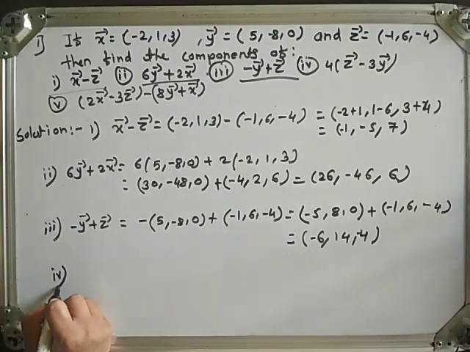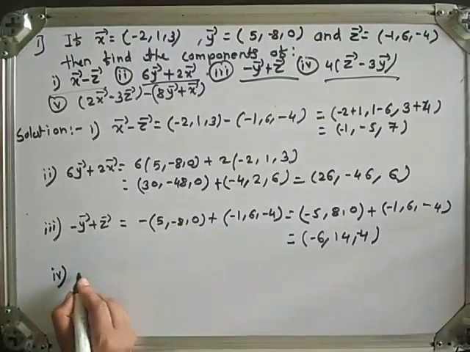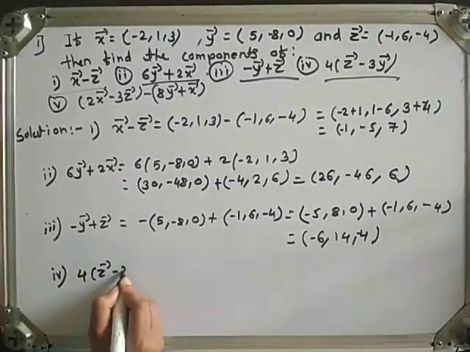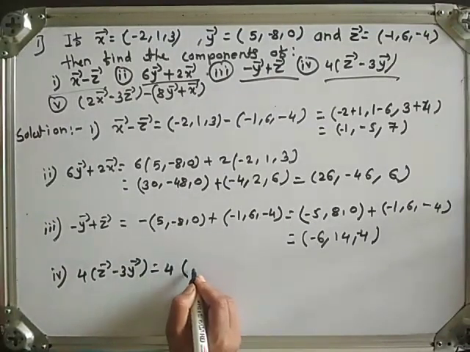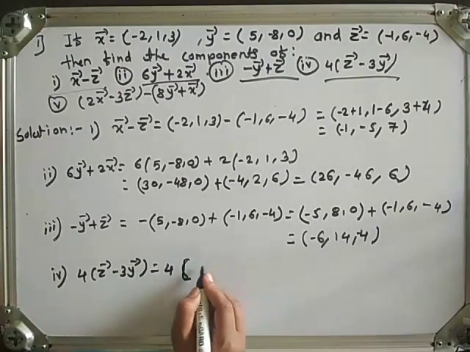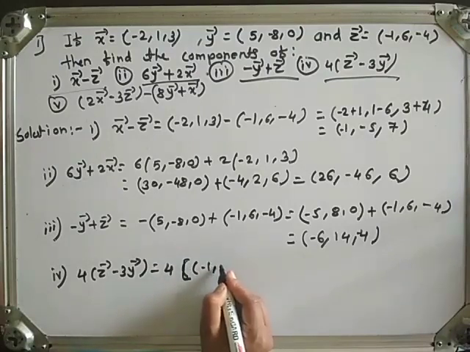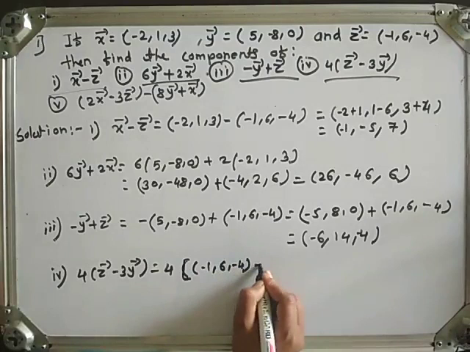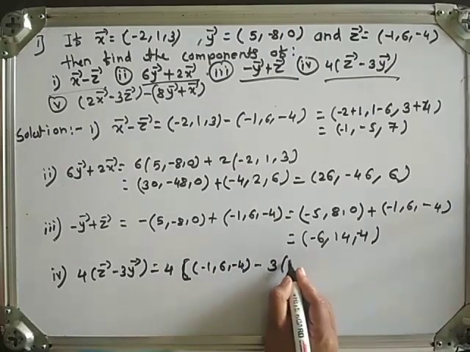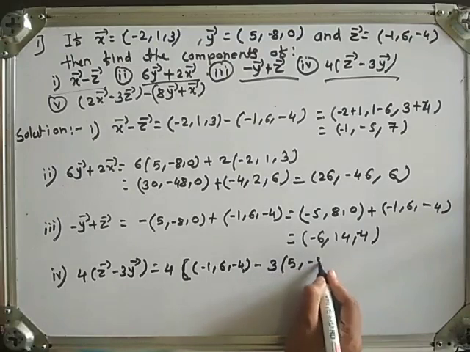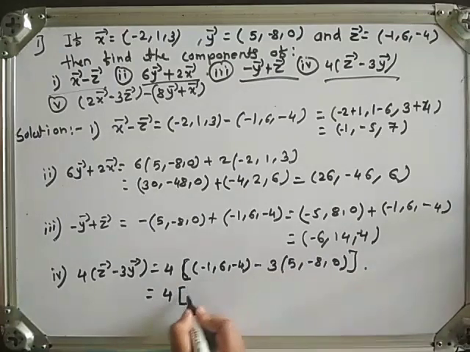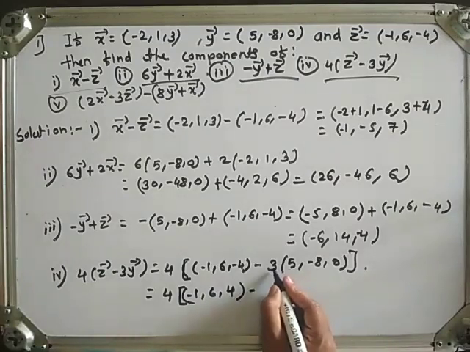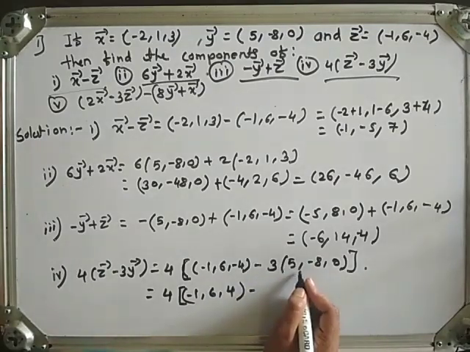In the fourth part we have to calculate the component of 4 into z bar minus 3 into y bar. 4 into z bar is nothing but, what is z bar? Z bar is -1, 6, -4, minus 3 into y bar. Y bar is vector 5, -8, 0, which is equal to 4 into -1, 6, -4, minus, multiply each component of y bar by 3.